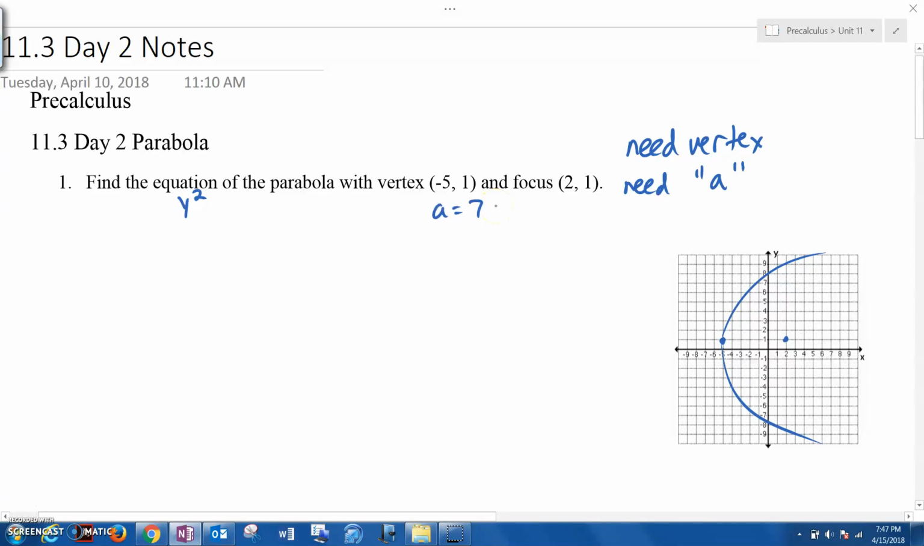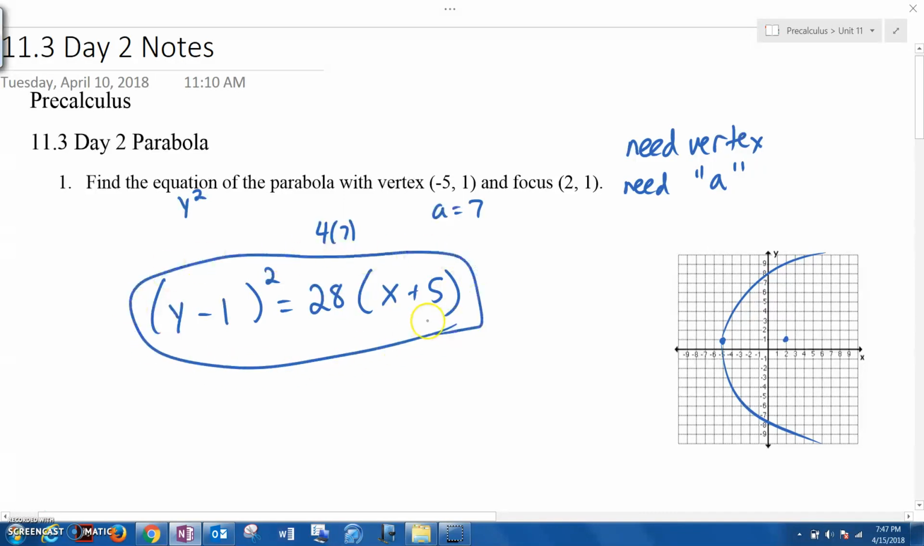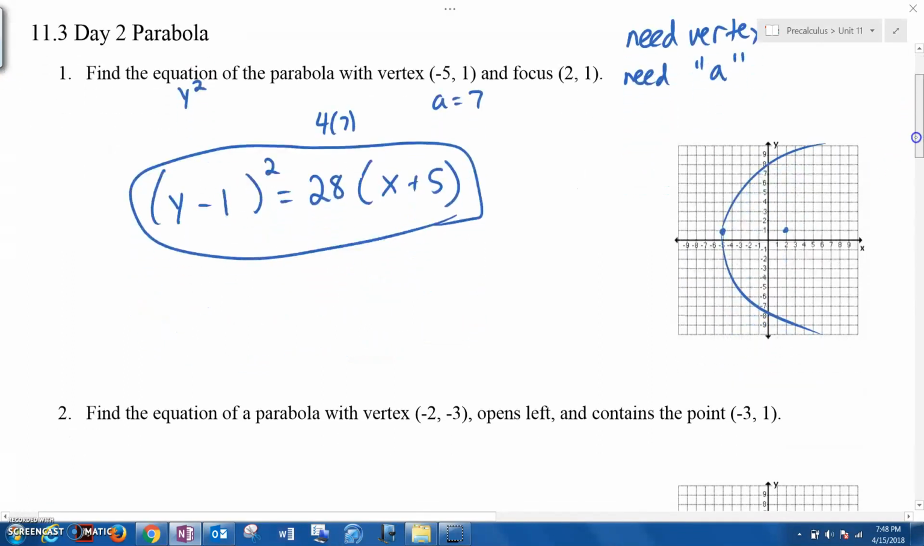Okay? So now I can pretty much make my equation. If I'm doing y squared first, it's y minus 1 squared equals, remember this is 4a, so that's going to be a 28, and then it's x plus 5. And again, it's opening right, which means it's y squared and it's positive. So if you get the a value and you know your vertex, you know which way it's opening, you've got it. And again, you don't have to graph anything. This graph over here is to help you with your work. It's kind of just helping you.